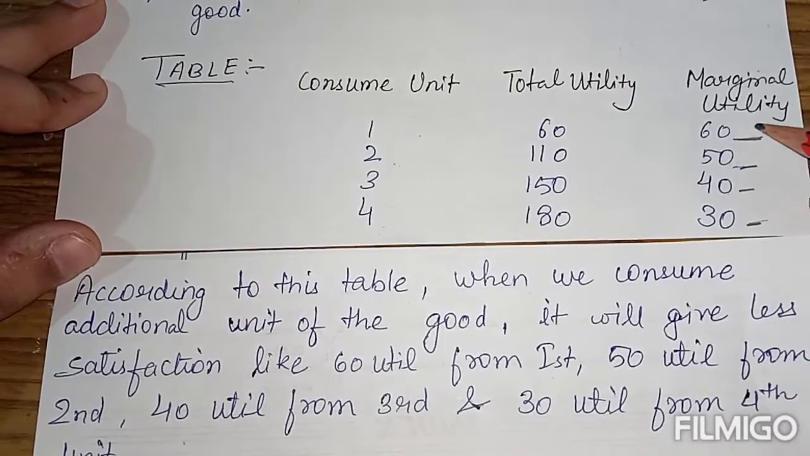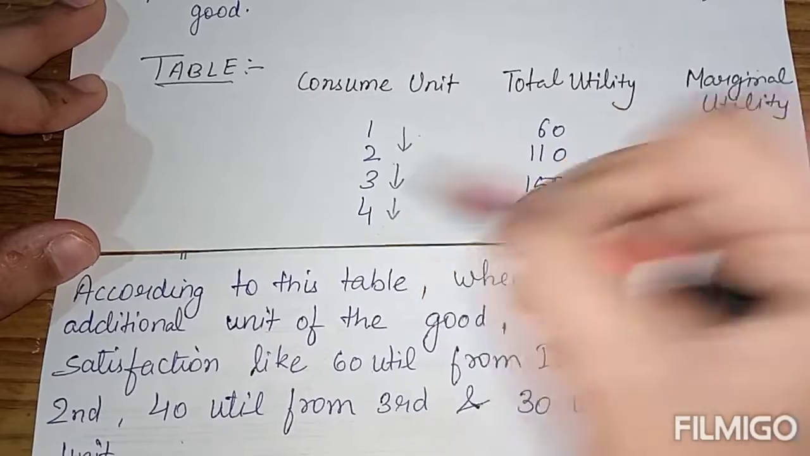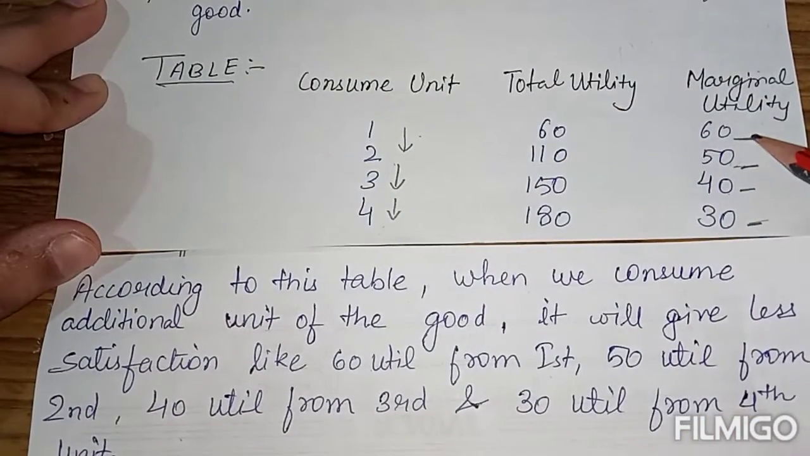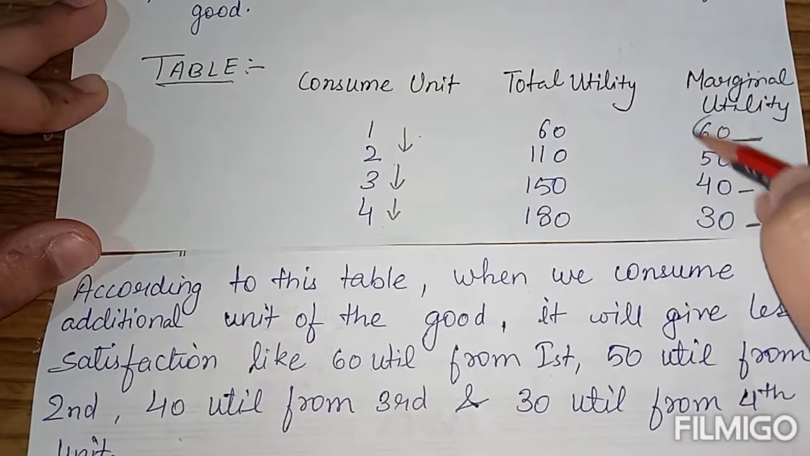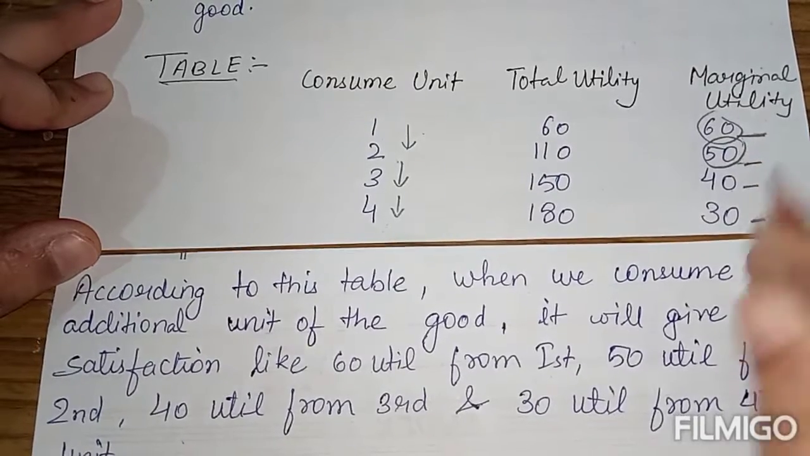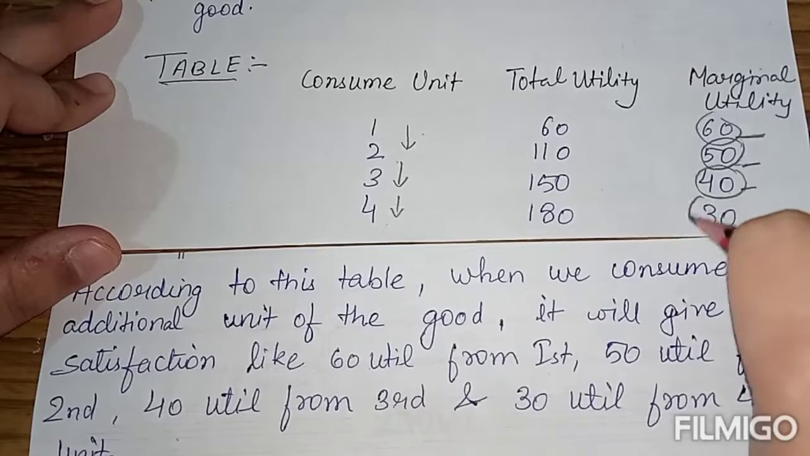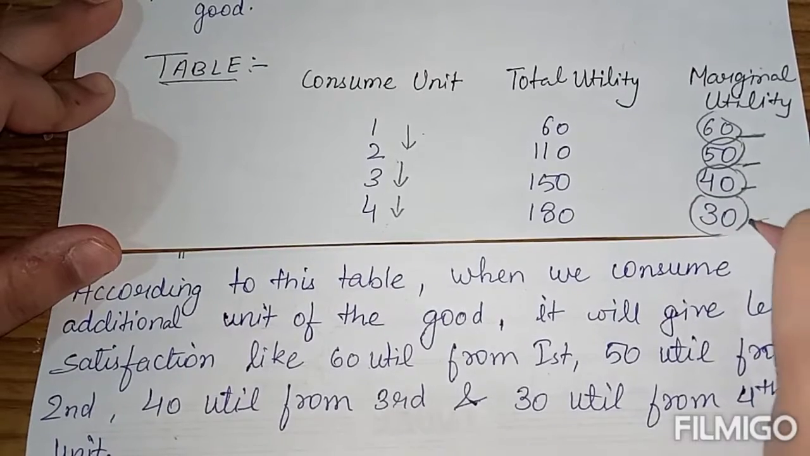This shows that whenever the consumer is consuming an additional unit, it is giving less satisfaction, which means 60 utils he is getting from the first unit, 50 utils he is getting from the second unit of consumption, 40 utils he is getting after consumption of the third unit, and after consuming the fourth unit he is getting 30 utils.